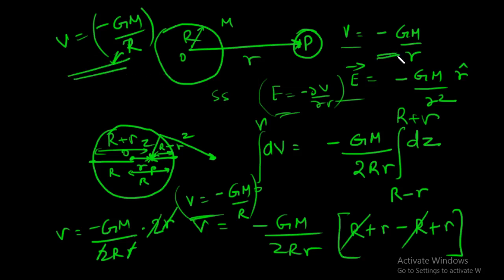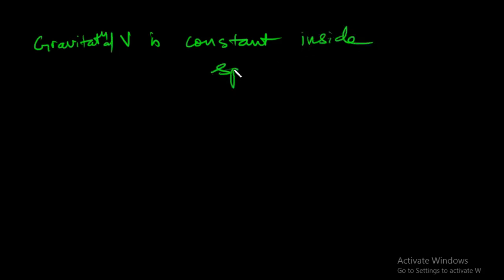Here we could have varied the potential by varying r. But how can I vary the radius? It is always constant. So V is constant inside the spherical shell. You must note this point, this is a very important point. Potential is constant inside spherical shell. Gravitational V is constant inside spherical shell. The very important point.